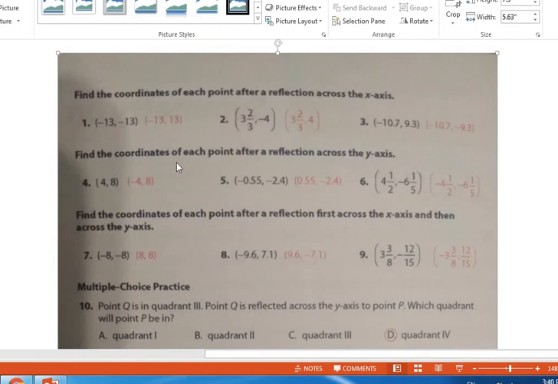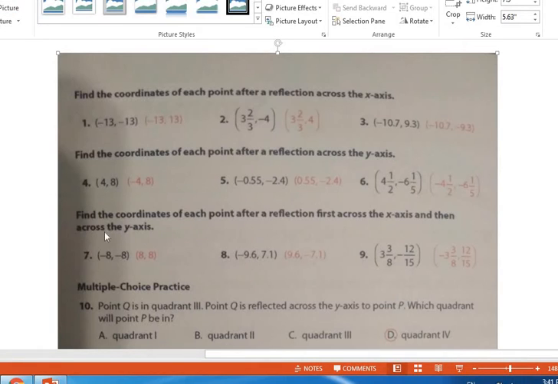Find the coordinates of each point after a reflection across the y-axis. Okay, here I have 4 and 8. So here the x-coordinate will change, sorry, the point x will change. So 4, the opposite of it will be negative 4, and 8 remains the same, and so on.